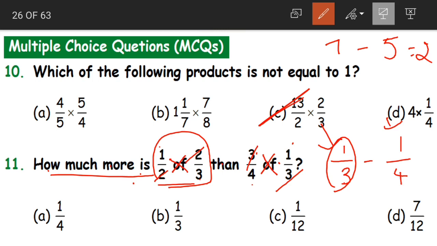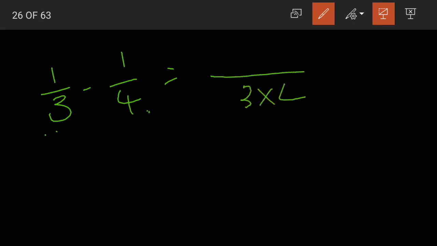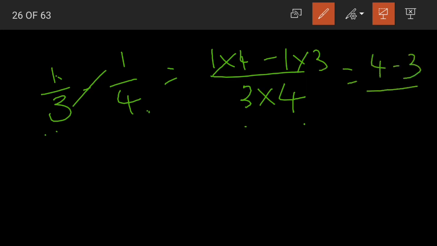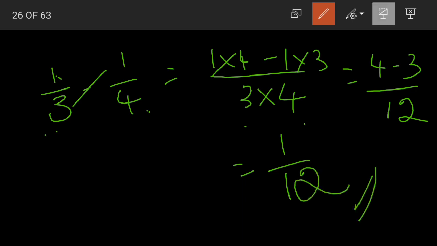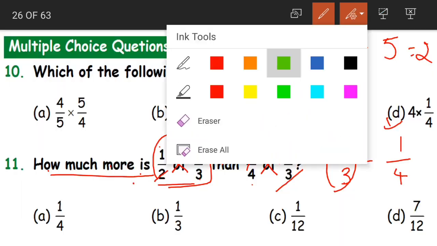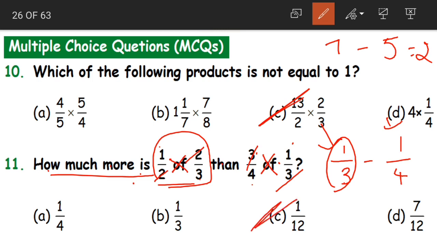1 by 3 minus 3 by 4. Sorry, 1 by 3 minus 1 by 4. Now again the denominators 3 and 4 do not have any common factors. So the LCM is simply their product. In the same way, cross multiply the numerators. 1 into 4 minus 1 into 3. That is nothing but 4 minus 3 by 12. The answer is what? 1 by 12. Yes students, the answer is option C, 1 by 12.